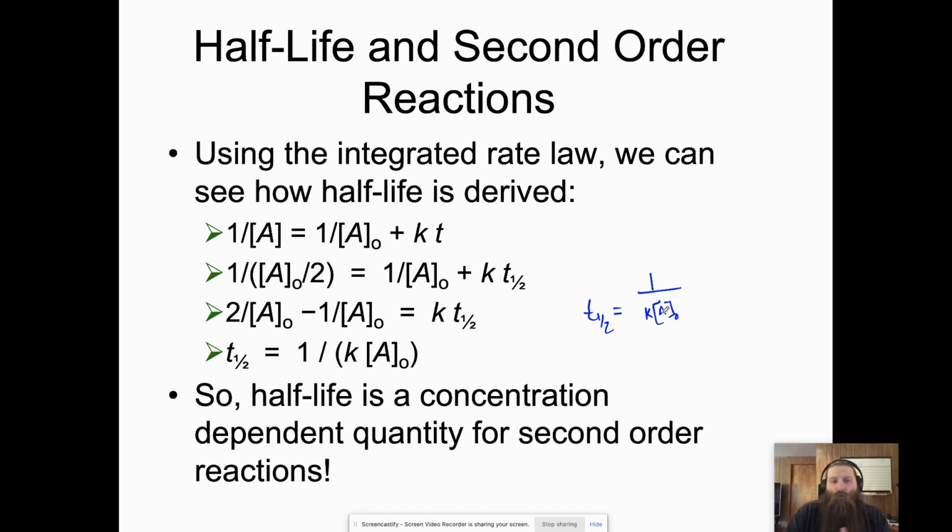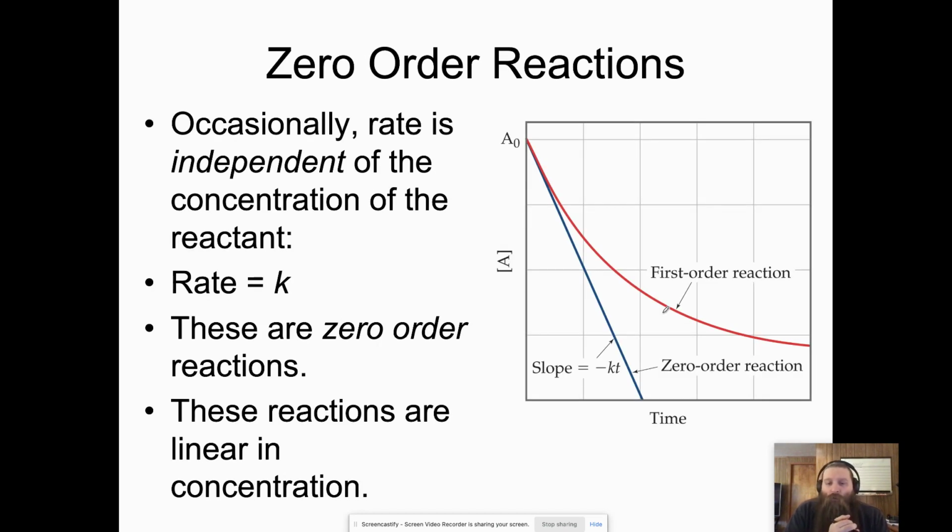Now, there is something called a zero order reaction. And I only have one slide for it because it's really, really easy. If the rate is independent of concentration, then the rate is just equal to K. And we call those zero order reactions, right? And these reactions are linear when you have the concentration plotted on Y against time. So if I just see concentration, I know, hey, I'm zero order.